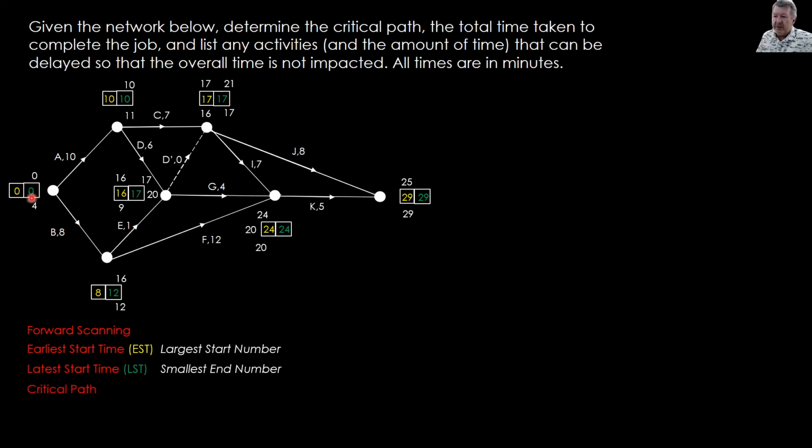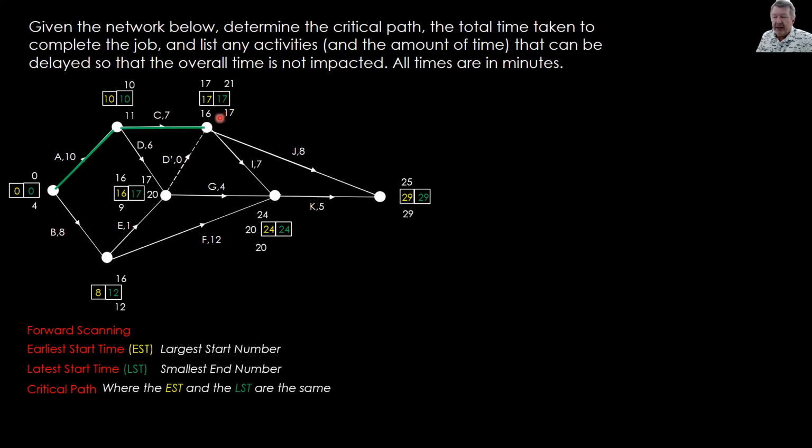So let's match up the boxes. 0, 0 is where we start. Obviously, we're going to go up to 10, 10, where the EST and the LST are the same. So up to 10, 10. Next step. Now, do we come down here? Do our boxes match up? No, they don't. Up here they do, 17, 17. So up to there. Where do our boxes match up?